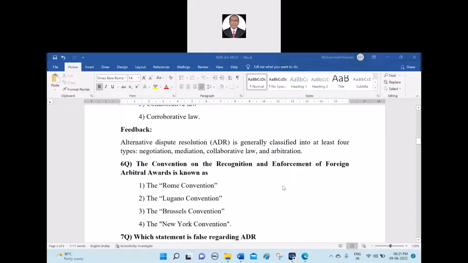The sixth question. Can anyone unmute and read the sixth question? The Convention on the Recognition and Enforcement of Foreign Arbitral Awards is known as the Rome Convention, the Lugano Convention, the Brussels Convention, the New York Convention.